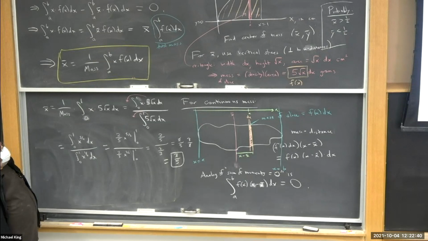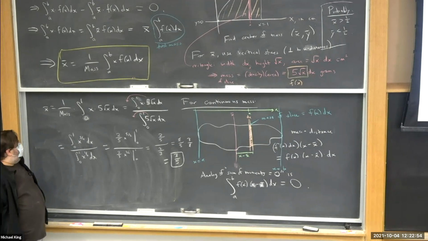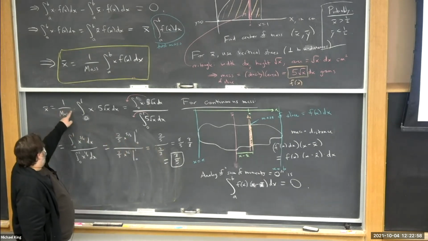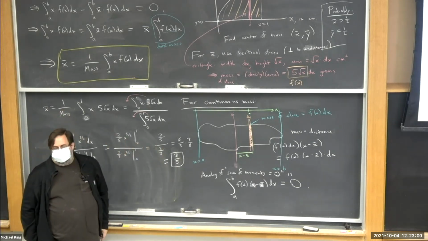Okay, what I want you guys to do, maybe we'll do groups where you're sitting, is try to find y bar using the exact same logic, but you're going to use horizontal slices instead of vertical slices. You already know the denominator. You actually already know it's 2/3 here. You don't have to do that again if you don't want to.